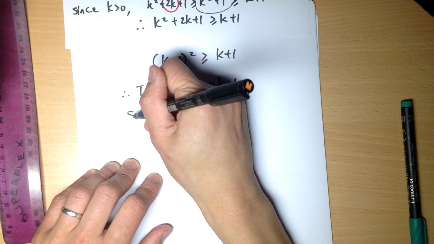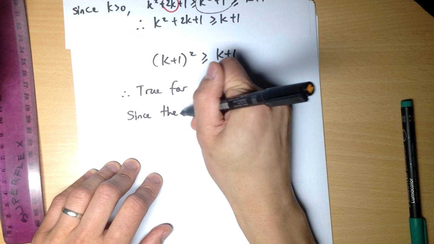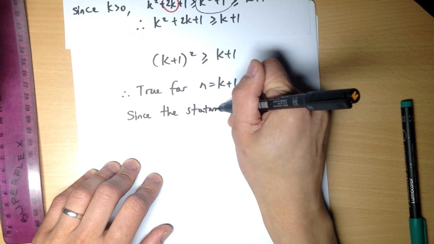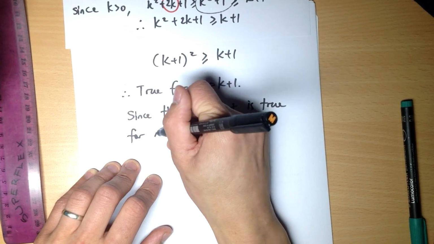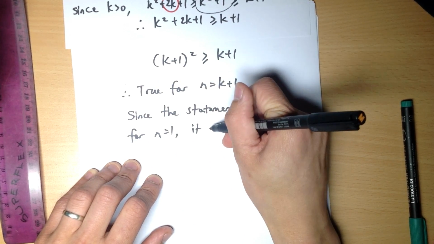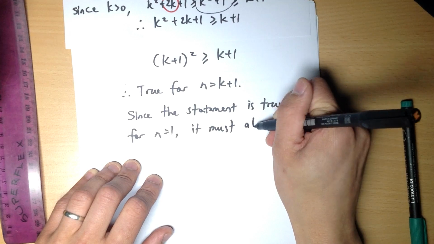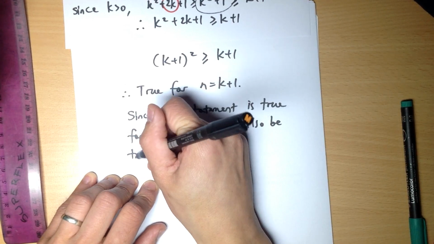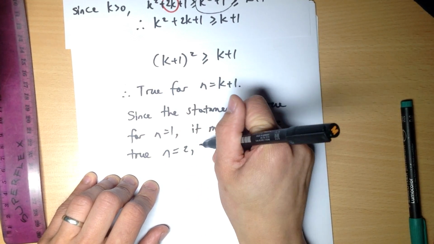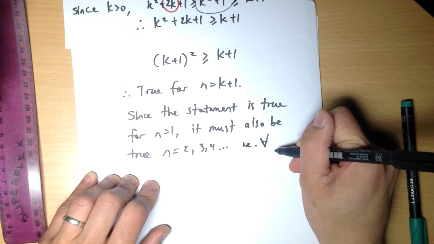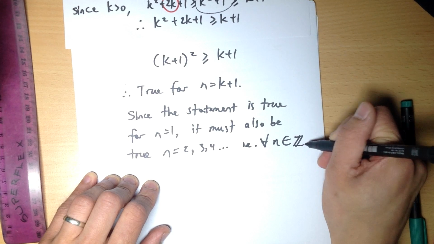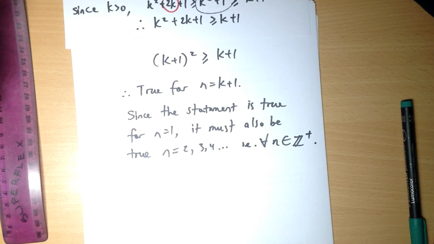So I can say, since the statement is true for the first allowable value, namely n equals 1, it must also be true for all the rest of them, n equals 2, 3, 4, and so on, namely all of the values where n is a positive integer. And that's the proof.